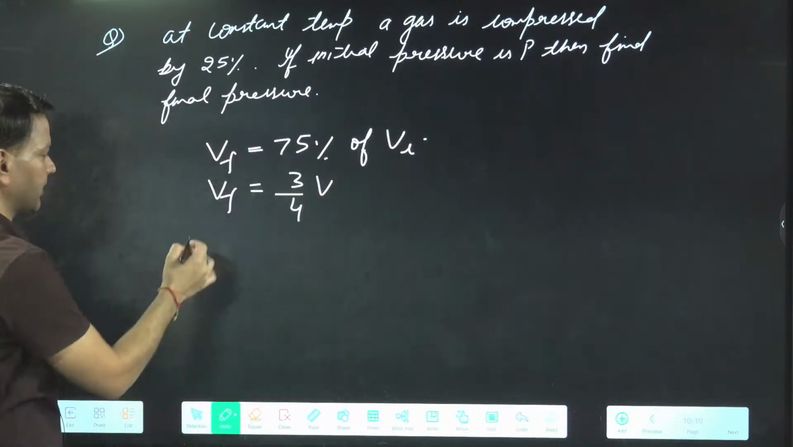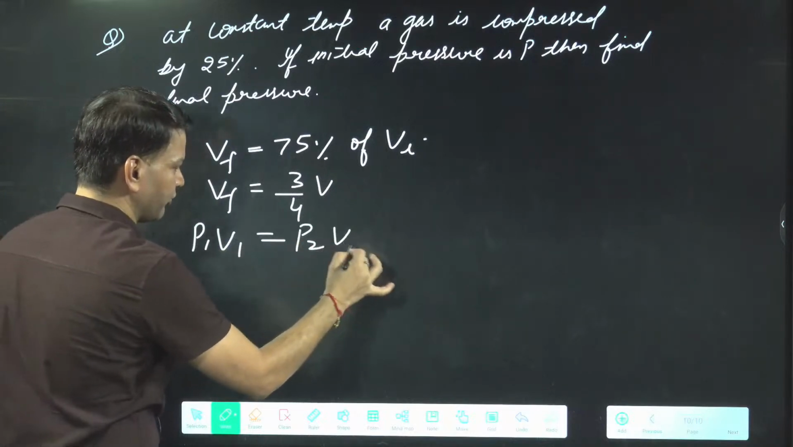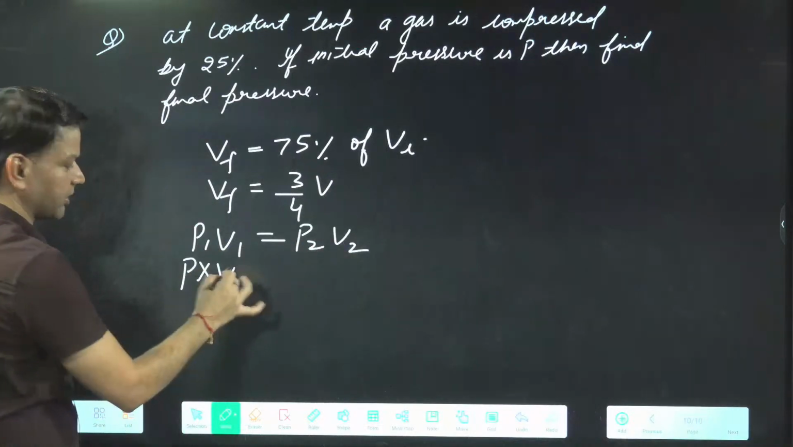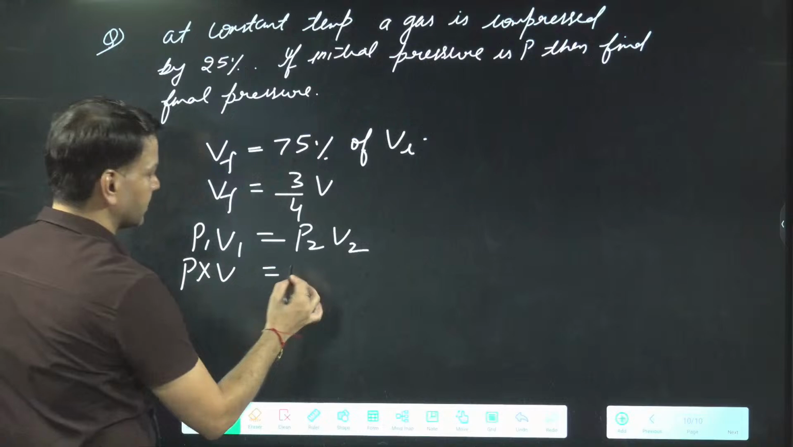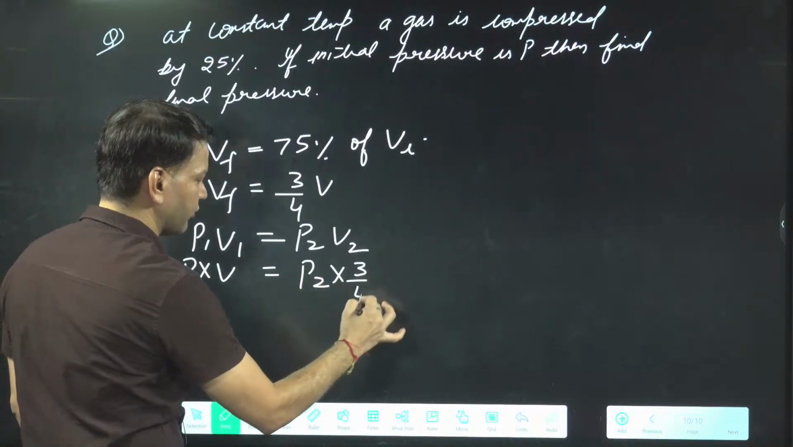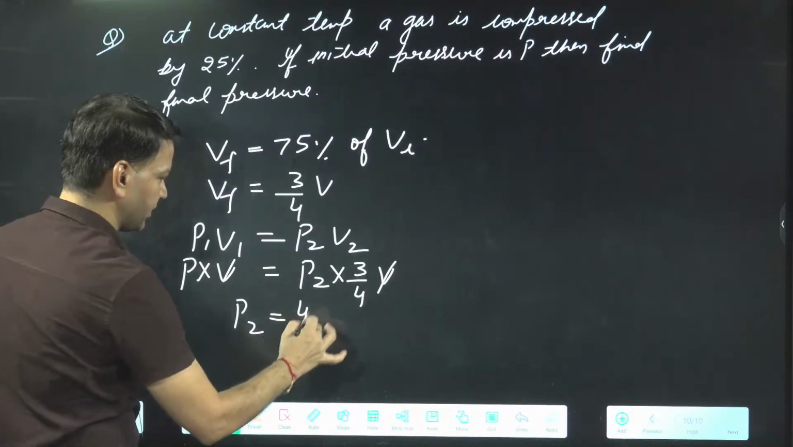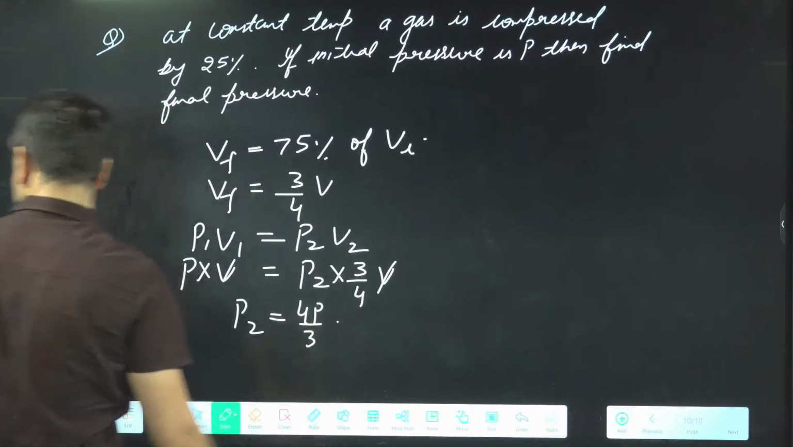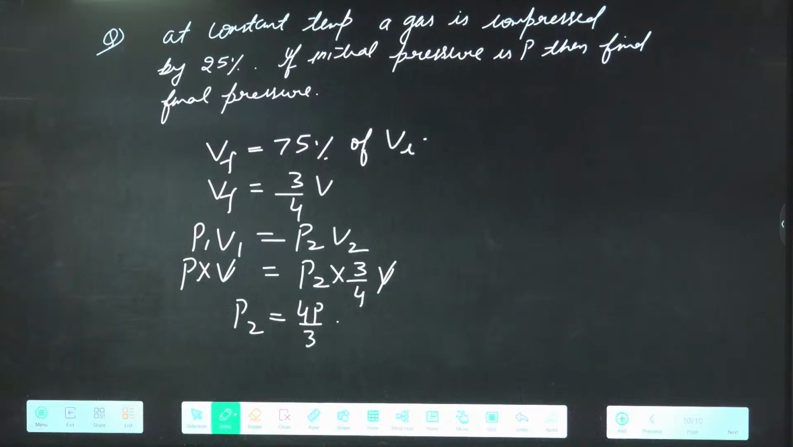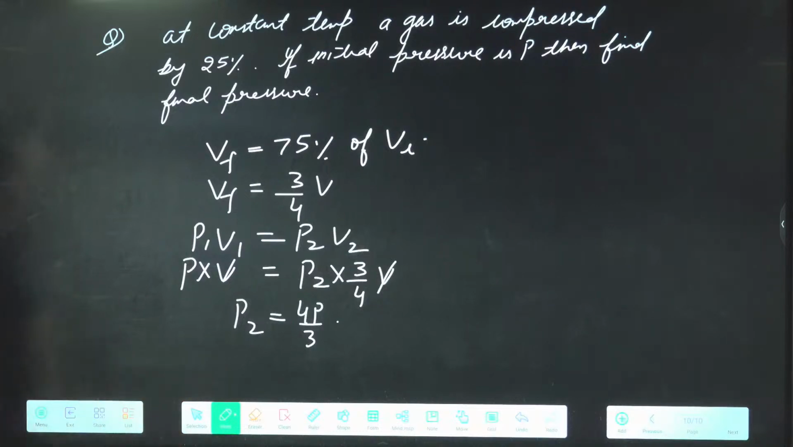Then we can apply P1 V1 is equal to P2 V2. Initial pressure is P. Suppose initial volume is V. That is equal to final pressure P2 and final volume 3 by 4 V. Now V and V cancel out. So P2 you got 4P by 3. Okay. Abhiram, got it or not? What mistake you have made?